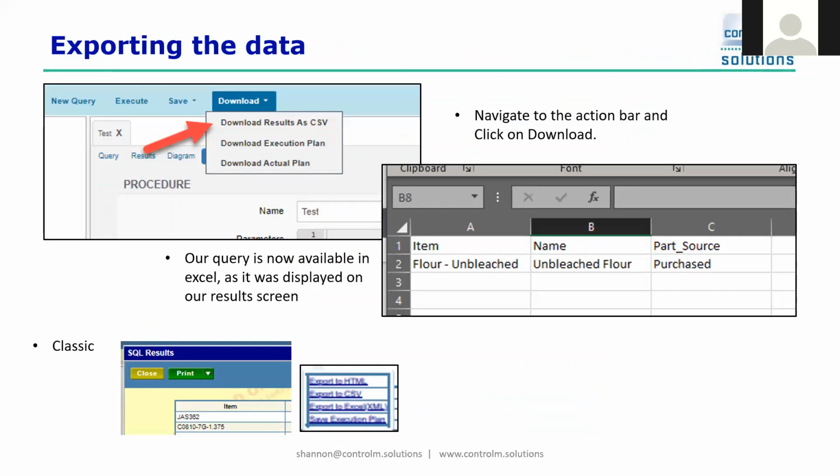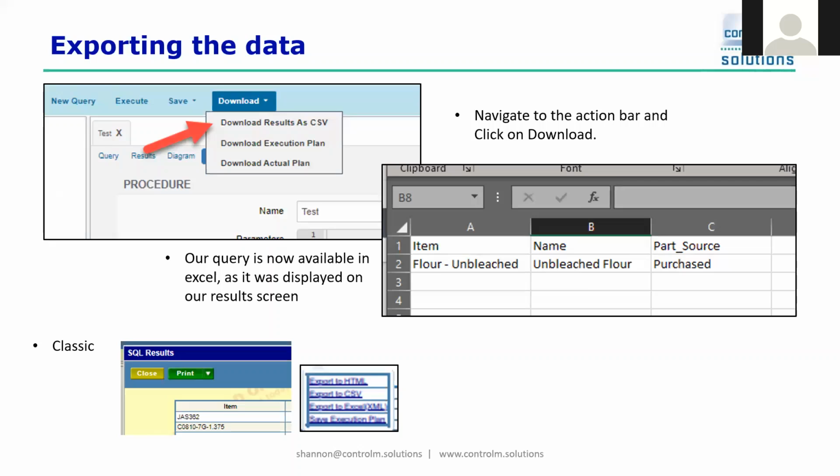Once we're satisfied with our query results, in the blue action bar, we can choose to download our query into a CSV file. If we click on the download results as CSV, the file will download exactly as we have it on our screen. In Classic, the download export option is found under the print action.